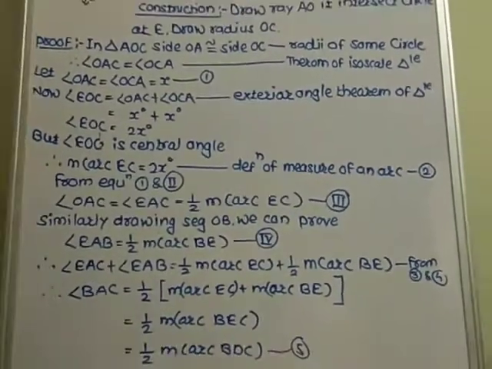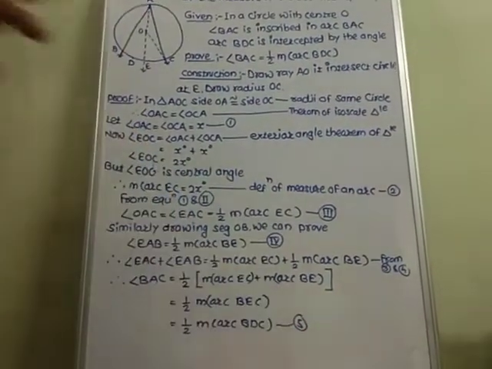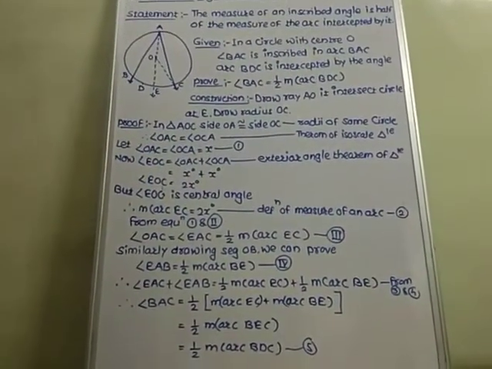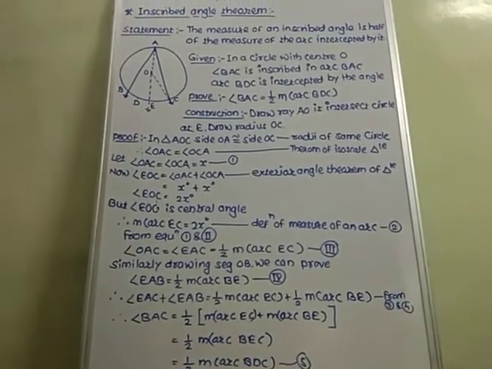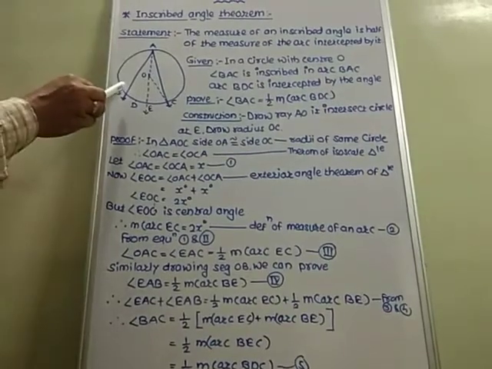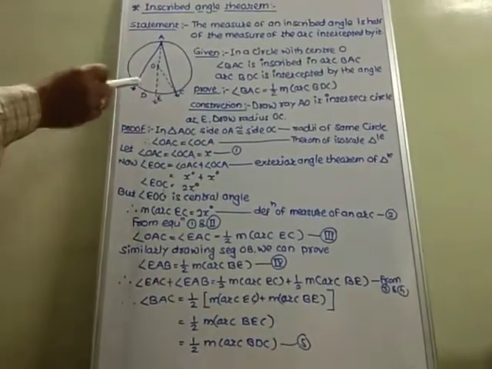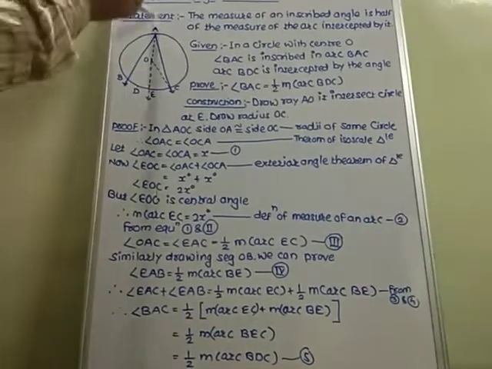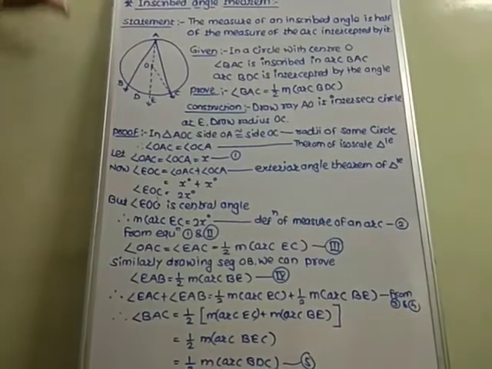Half of BDC. Look at the theorem. Again I repeat it. Look very concentrately, then you can understand this. Inscribed angle theorem. That means what is the measure of BAC? The measure of BAC is half of BDC. If BDC is 100, BAC is 50. This is a theorem, this is to prove.